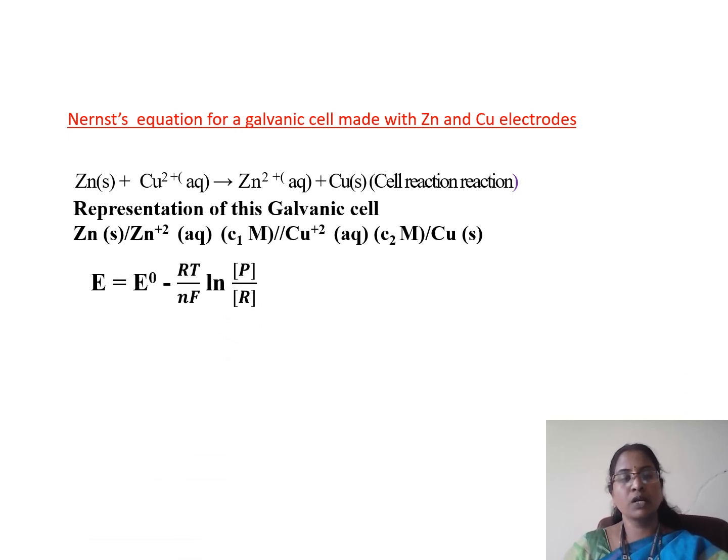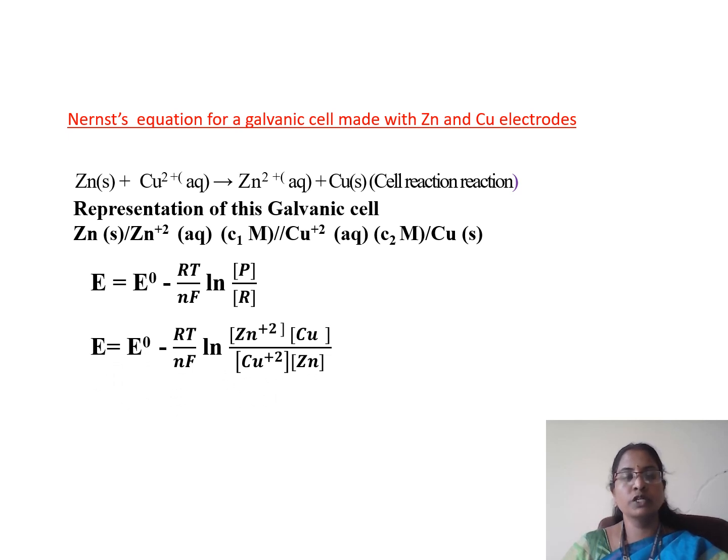Now the final form of the Nernst equation is E equals E0 minus 0.0591 by N into ln of product concentration by reactant concentration. In this cell reaction, the products are Zn2 plus and copper. The reactants are Zn and cupric ions. We already know that the metal concentration is unity. The concentration of Cu equals the concentration of Zn, which equals 1.